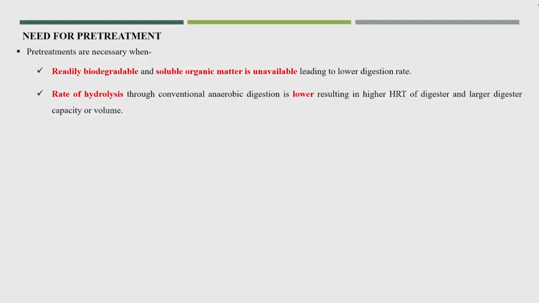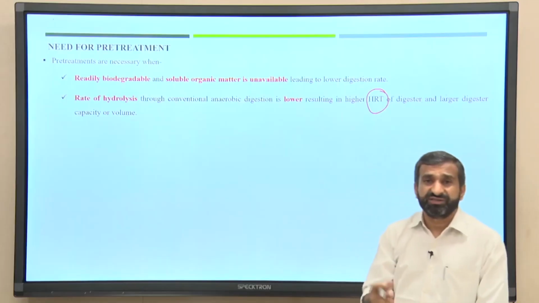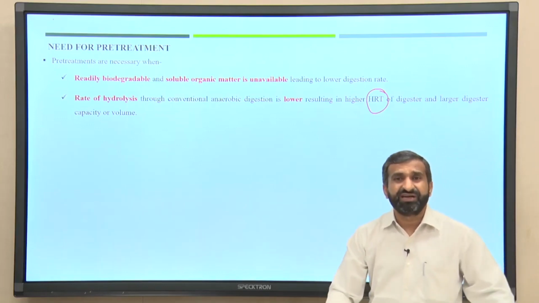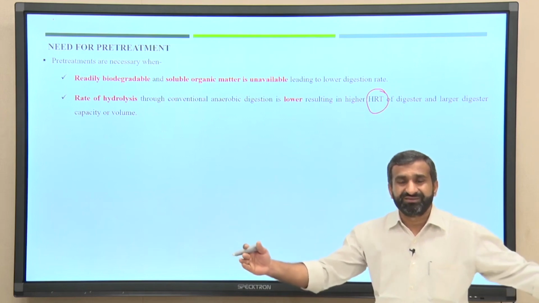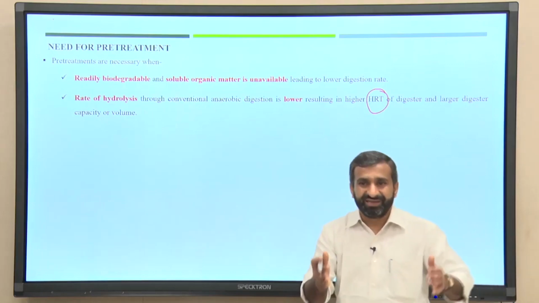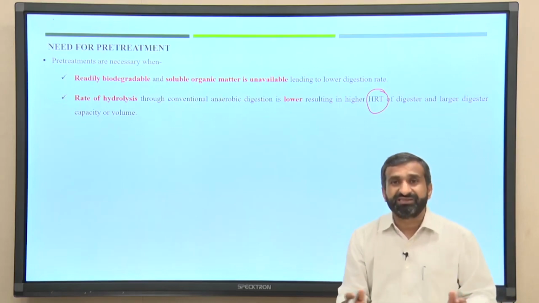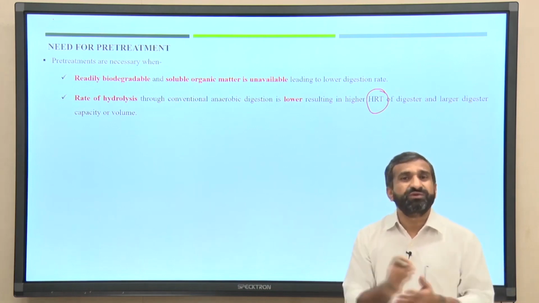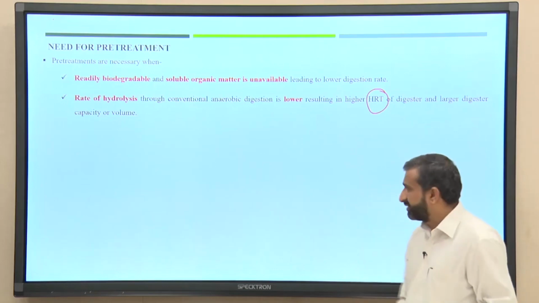Also, the rate of hydrolysis in conventional anaerobic digestion is lower, resulting in a higher HRT of the digester and a larger digester capacity or volume. See, this is very important, the HRT, hydraulic retention time. Because of that you design the volume of the reactor. If HRT is high, obviously you will require a larger volume of the digester, and if HRT is lower, in a small reactor or small digester volume, you will be able to feed more substrate as well as produce more methane from such a reactor.